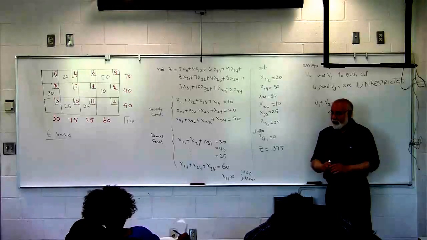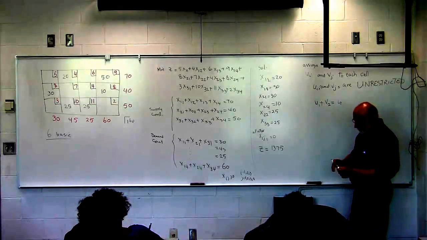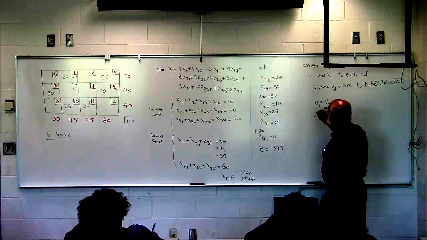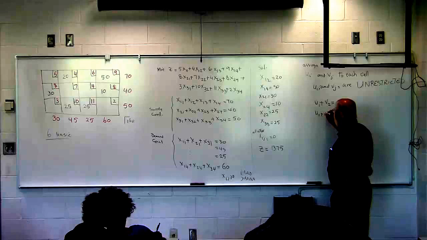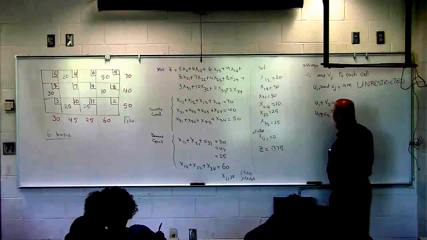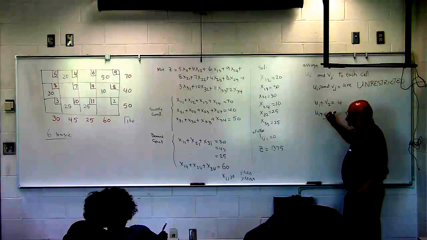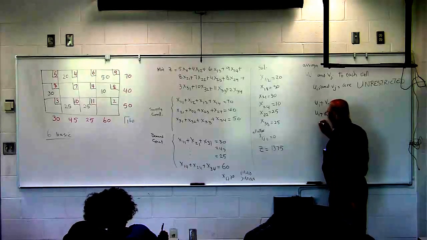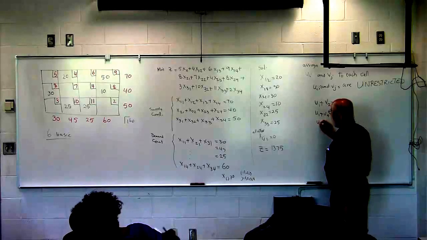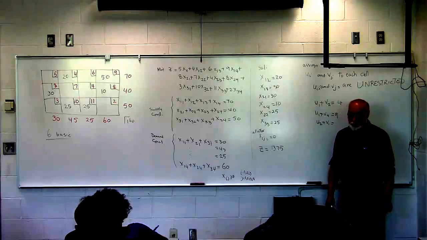That's for every basic variable. So we would write that set down. And so the next one will be u1 plus v4 equals 9. Next one will be u2 plus v1 equals 8.